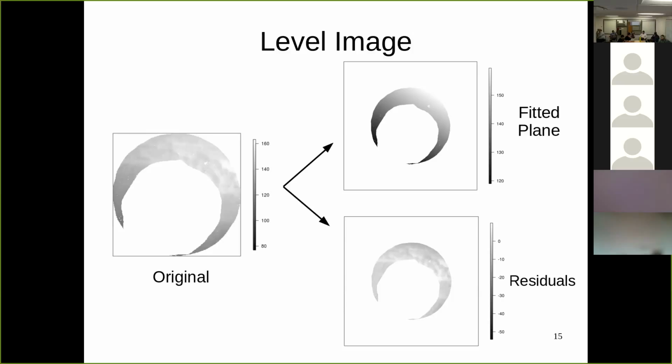Okay, so I hope you guys heard that. What we do to level the image is fit a plane through the surface, through the depth values, and then take the residuals. So the residuals would be horizontal. So for this particular example, yeah.